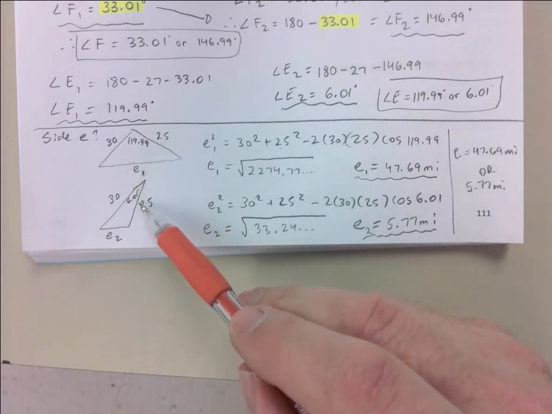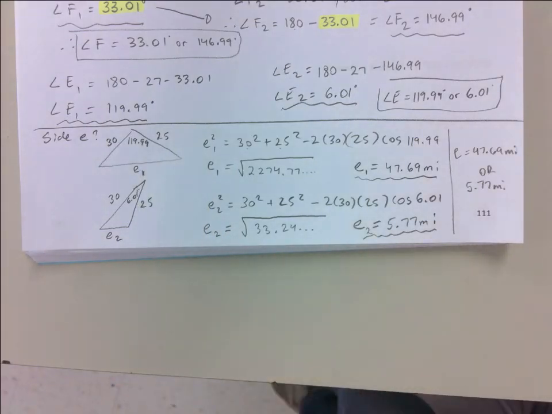Where are these two triangles coming from? They're coming from the very top. I just brought them down. I will highlight because I think you should too.